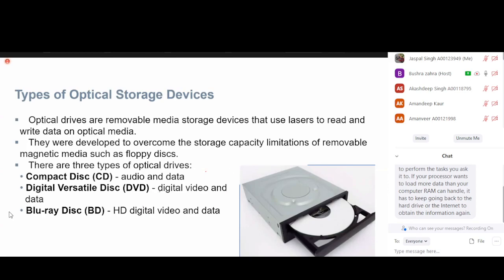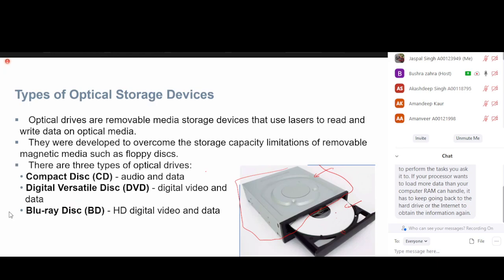So the optical storage device is another category of storage devices. You can see here the optical disk drive. This is the assembly which goes inside your computer case, right? And this is a CD, or optical disk. CD is the compact disk, which can store audio and data. And DVD is another kind of optical disk.